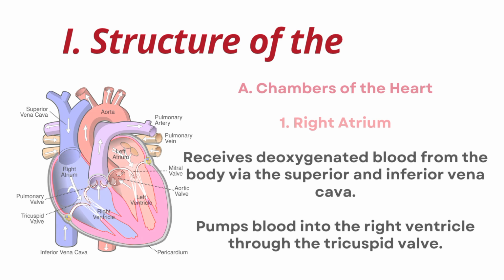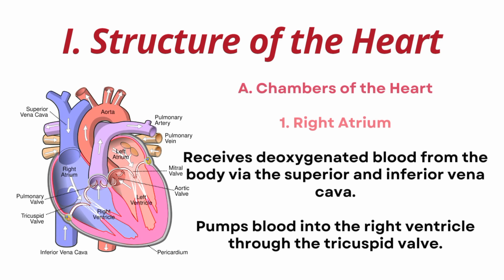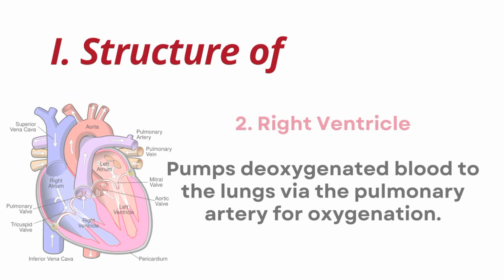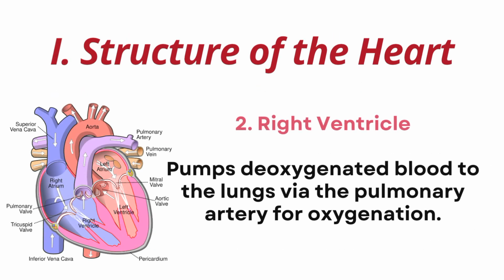Chambers of the heart. 1. Right atrium. Receives deoxygenated blood from the body via the superior and inferior vena cava. Pumps blood into the right ventricle through the tricuspid valve. 2. Right ventricle. Pumps deoxygenated blood to the lungs via the pulmonary artery for oxygenation.